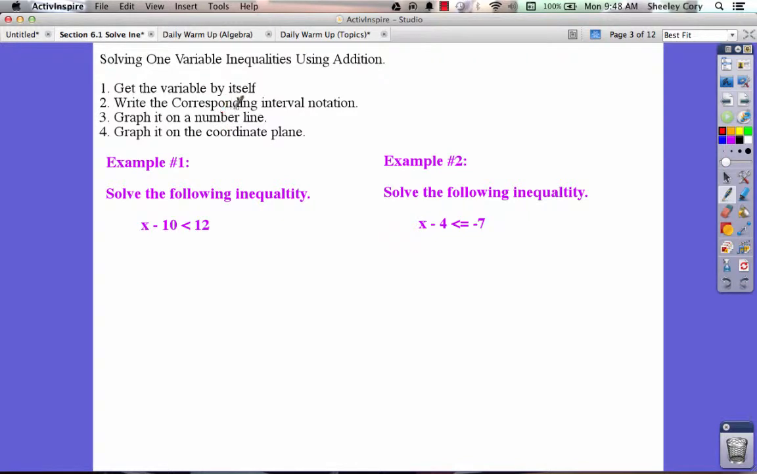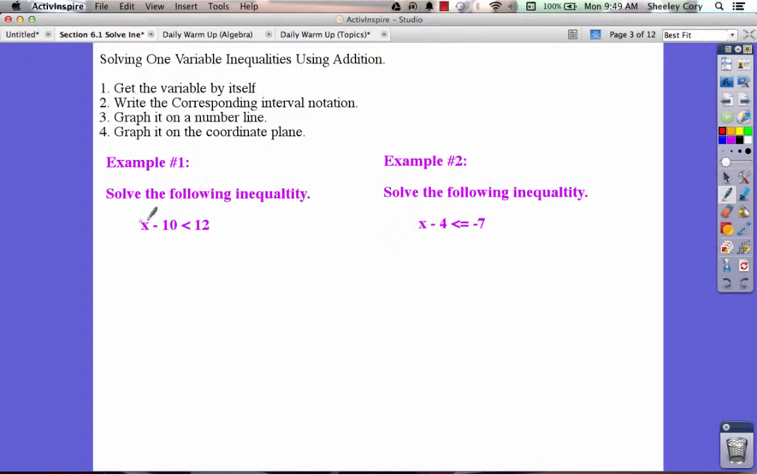We have to write the corresponding interval notation. We have to graph it on a number line. And then we need to graph it on the coordinate plane. So we have 3 different things we have to do. Technically, they're all doing the same thing. They are showing the solutions to the inequality.